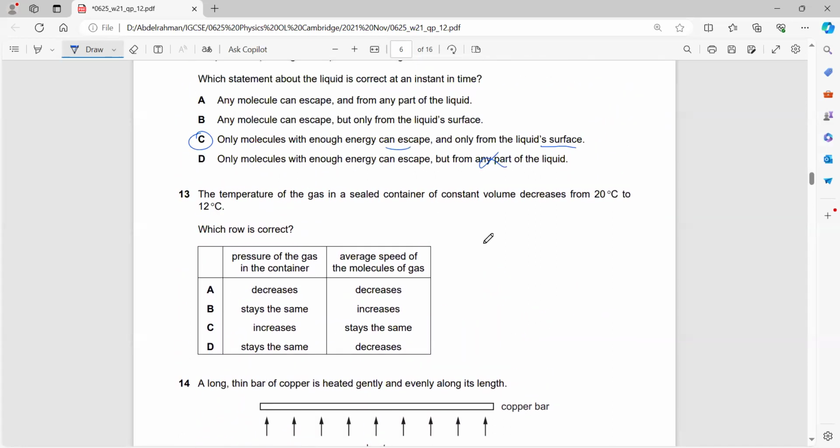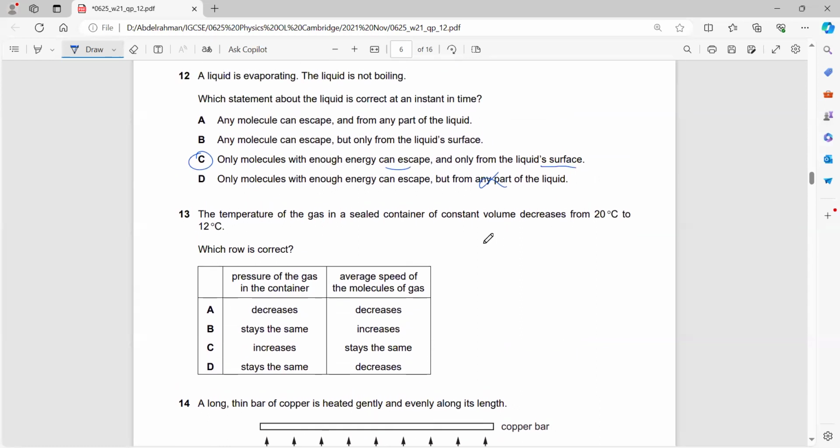The temperature of the gas in a sealed container of constant volume decreases from 20 to 12. Which row? What happens to the pressure, and what happens to the average speed?